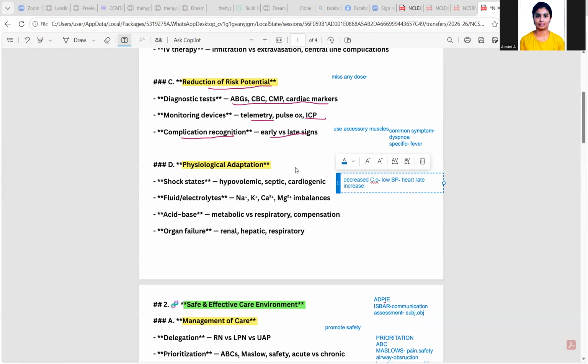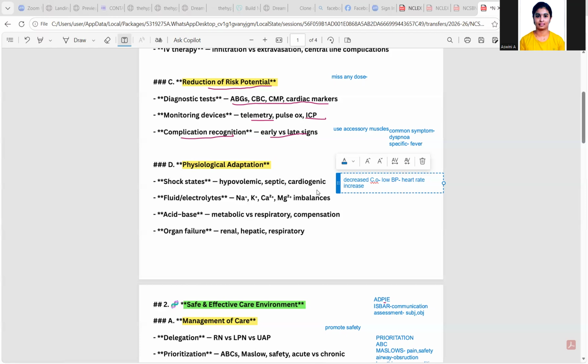Septic shock means the shock related to any septic condition. Cardiogenic shock means the shock caused by any cardiac condition, like heart failure or pericardial effusion. And the next topic, fluid and electrolytes. We know the major electrolytes: sodium, potassium, calcium, magnesium, phosphorus. We need to know about the abnormalities, because if the normal electrolytes are not present in our body, it will affect our body functions. Sodium has a major role in water absorption also, because sodium and water both move in the same direction.